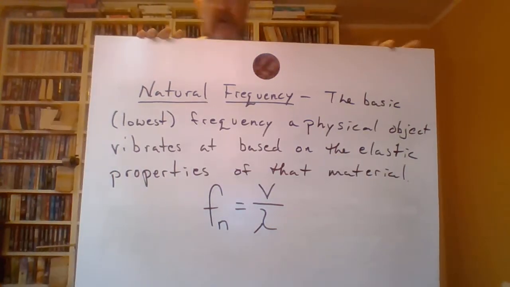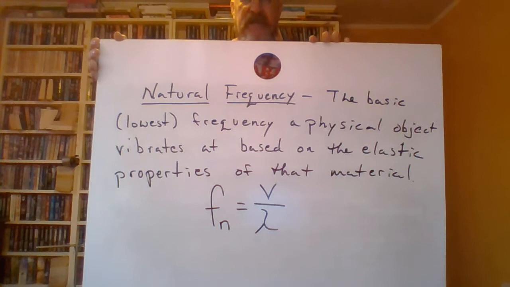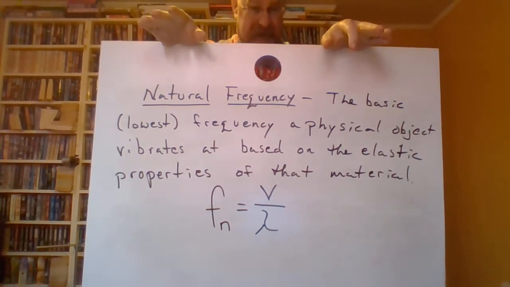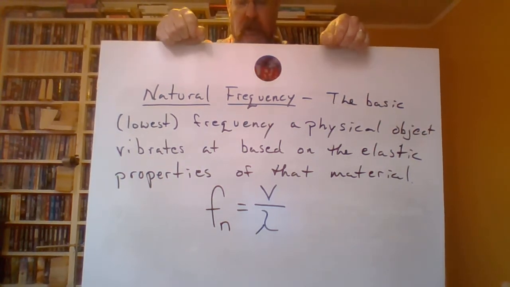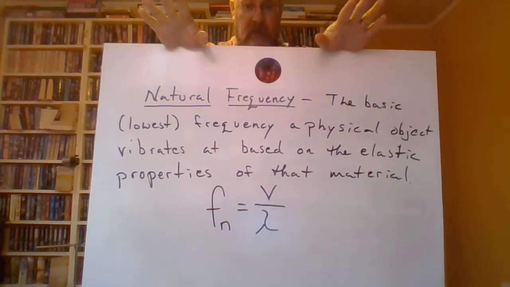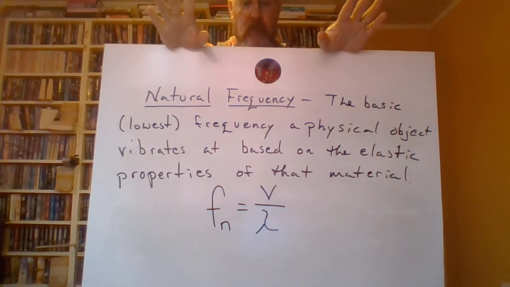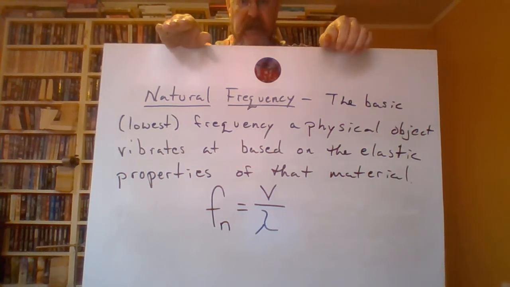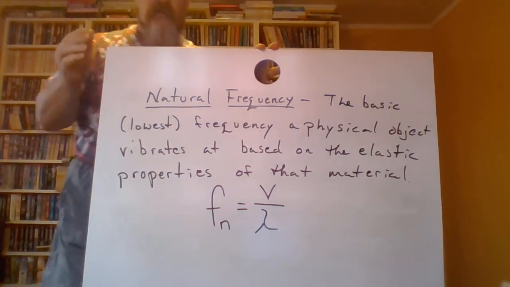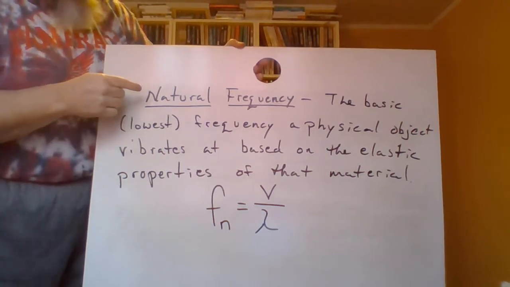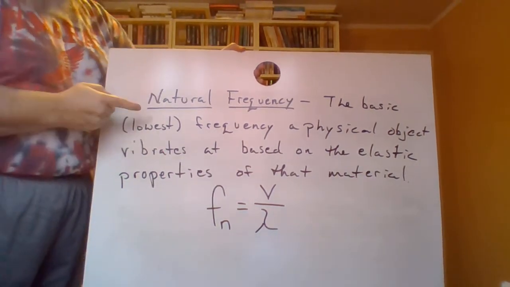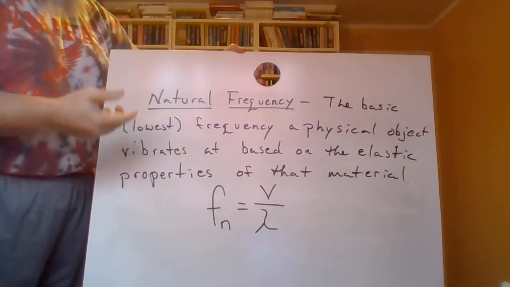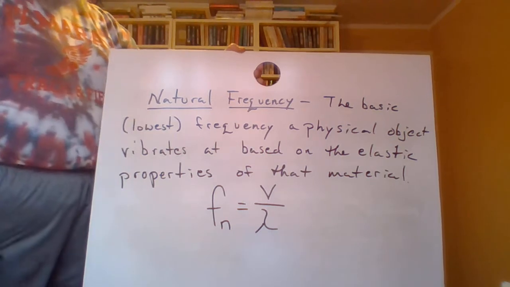Okay, now that basic tone, that basic wave that can vibrate in the material, be it a glass, be it a string on a guitar, whatever you have moving around, there is a natural, fundamental frequency at which that will happen. Okay, so we're going to call that natural frequency. All right, natural frequency is the basic or the lowest frequency that the physical object can vibrate at based upon the elastic nature of that object.